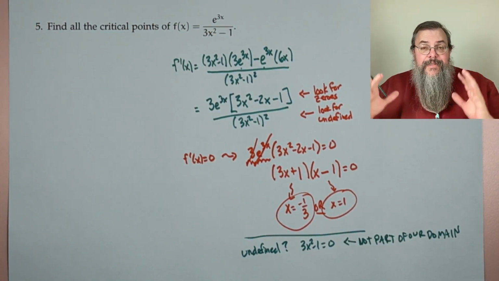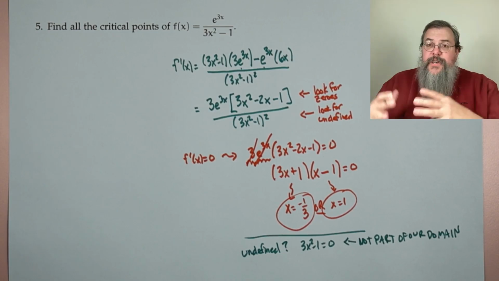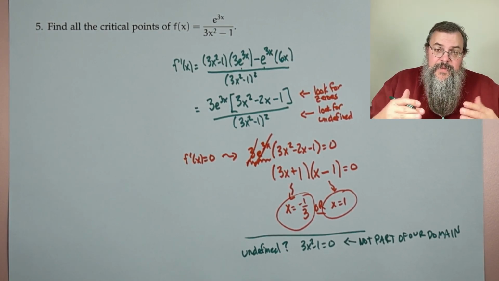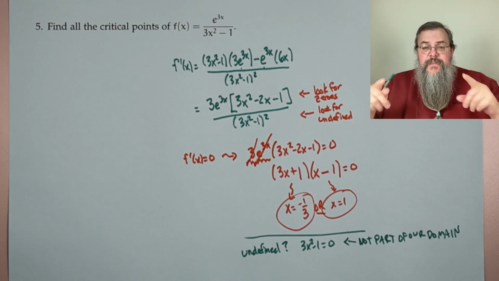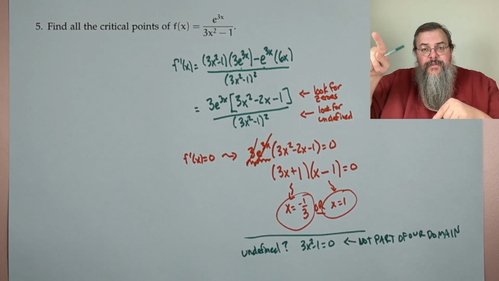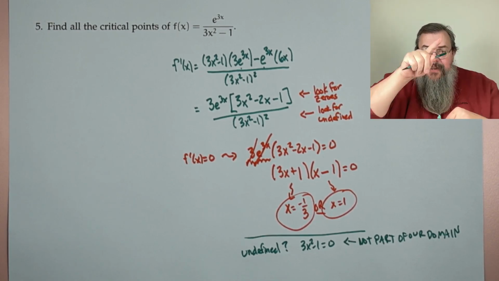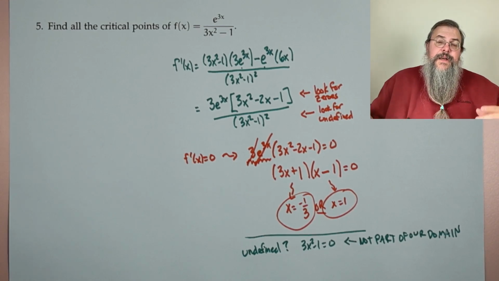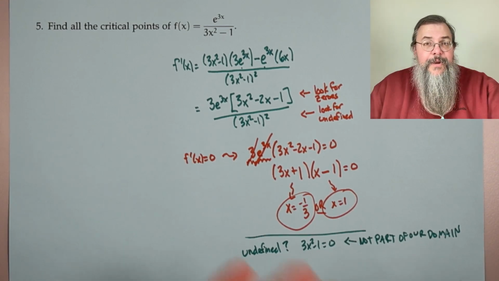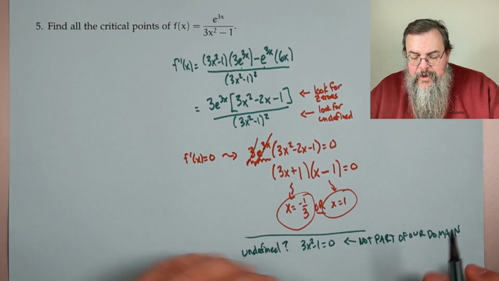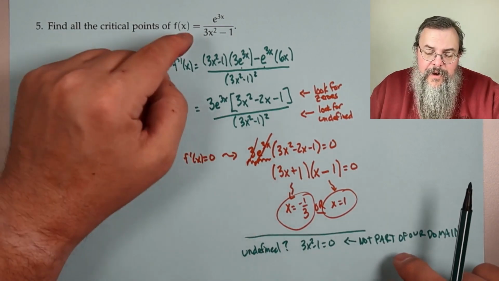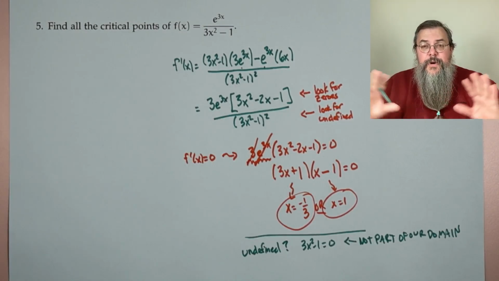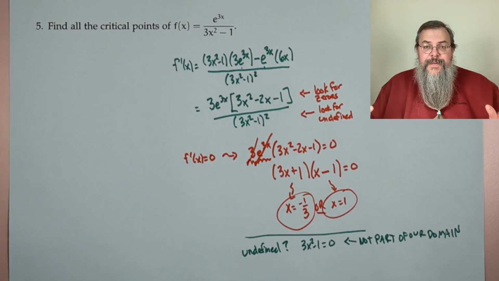Now there are examples where the function does exist, but the derivative doesn't exist. A very simple example is something like the absolute value of x. Right? It does exist at 0, but the derivative doesn't exist at 0. However, in our case, the only place where our derivative is undefined is where our function's already undefined, so there's no critical point coming from the derivative being undefined.